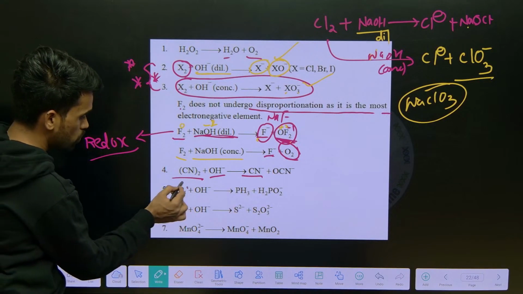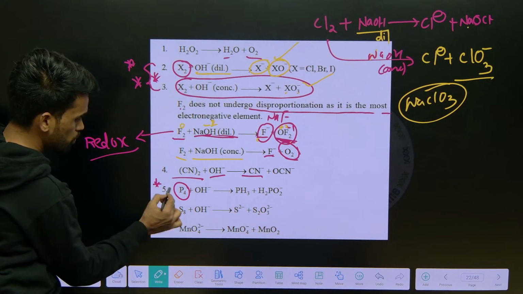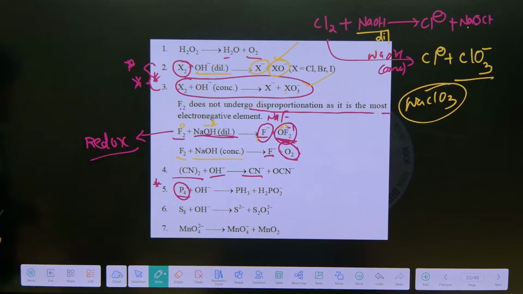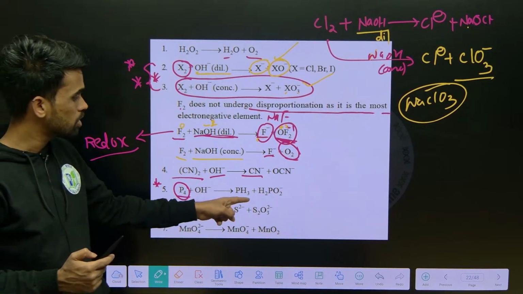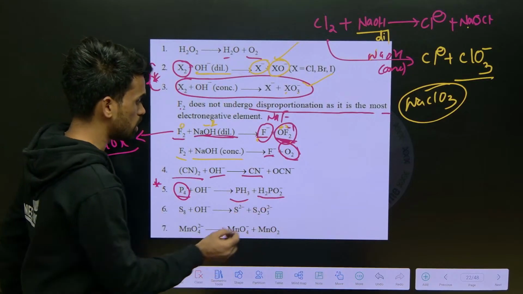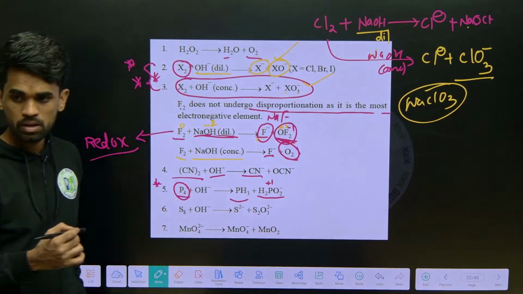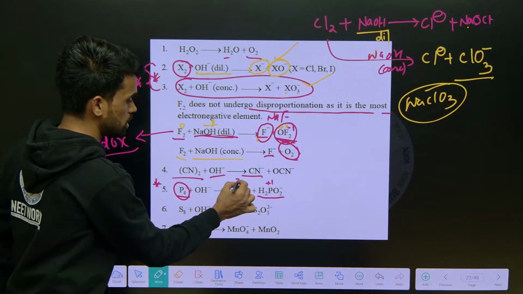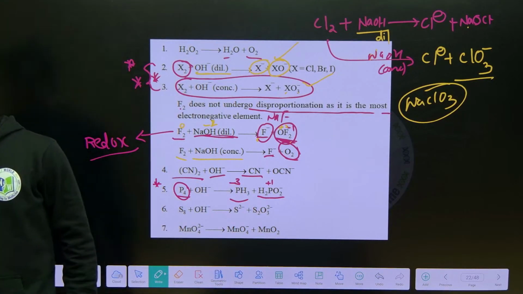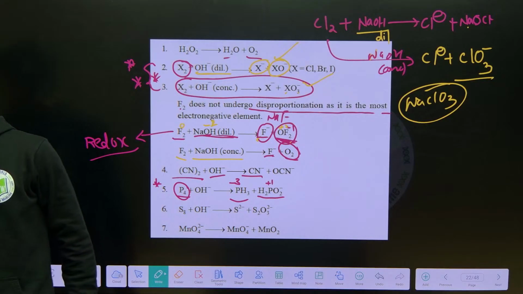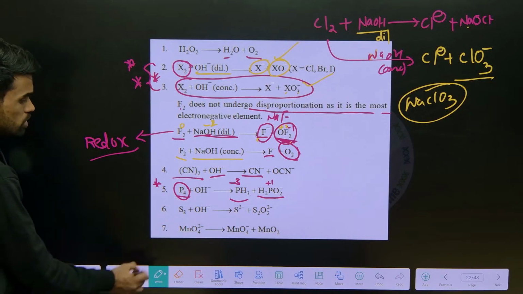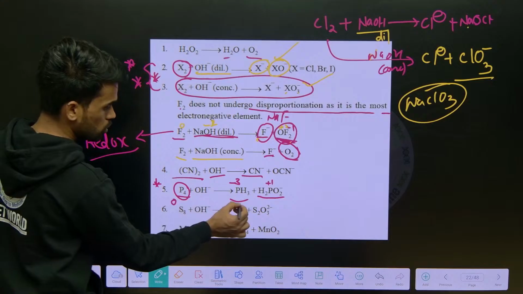Next P4, okay. So P4 is phosphorus, okay. So phosphorus will give phosphine and H2PO2 minus. So what is the oxidation state of this phosphorus in this case? +1, okay, and here it is -3, okay. What is the oxidation state? +1 and -3, okay. Next, what about this one? Here it is 0 converting into -2.